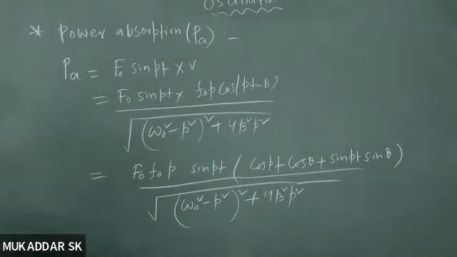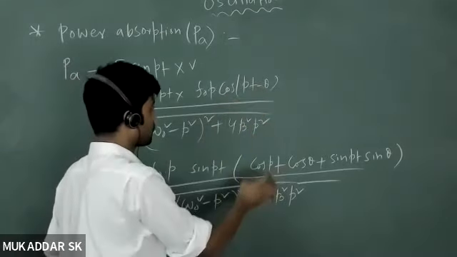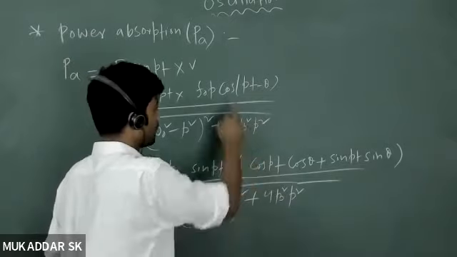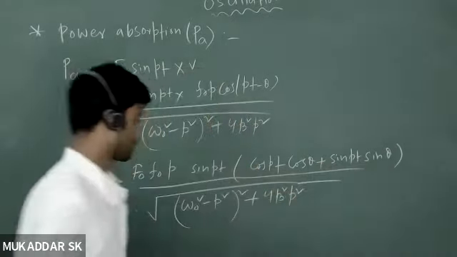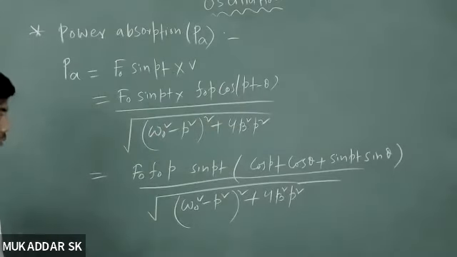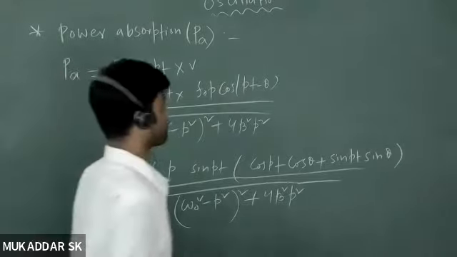This part clear? Is it clear? Nothing I have done. Yes, just I have written cos(pt minus theta). So cos(A minus B) is nothing but cos A cos B plus sin A sin B. Okay.